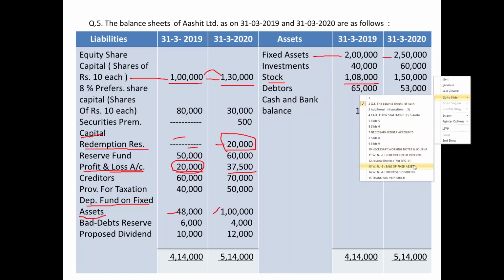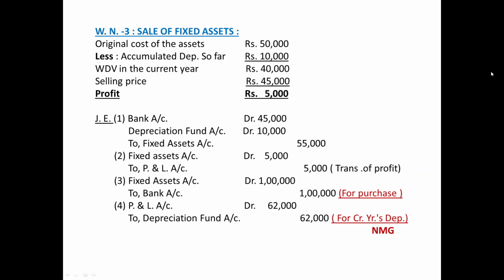So let us prepare a working note for this particular item. Working note number 3, sale of fixed assets. You know how the depreciation fund system is working. We already discussed the important characteristics of the depreciation fund system in our previous questions. Original cost of the fixed assets rupees 50,000 less accumulated depreciation so far rupees 10,000. That gives written down value in the current year rupees 40,000. Versus selling price as given in that point number 3, 45,000. That gives the profit rupees 5,000. So due to sale of this fixed assets, company has earned a profit of rupees 5,000.